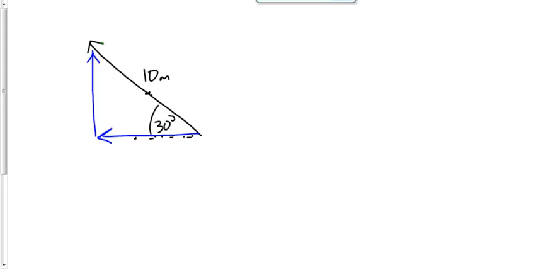We're going to label this x. We're going to label this y. And we're going to find the value of the x component and the y component. How much of it's x, how much of it's y. We're going to say the x component is going to be found by using the cosine function.